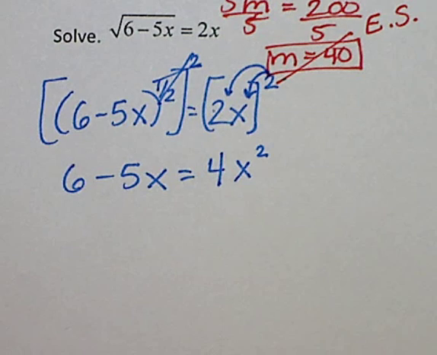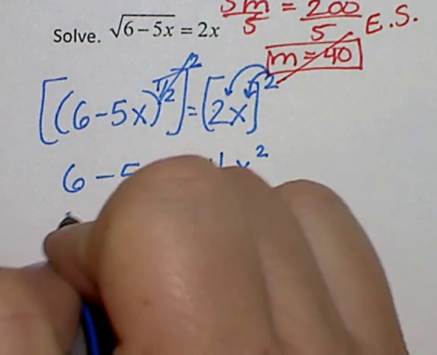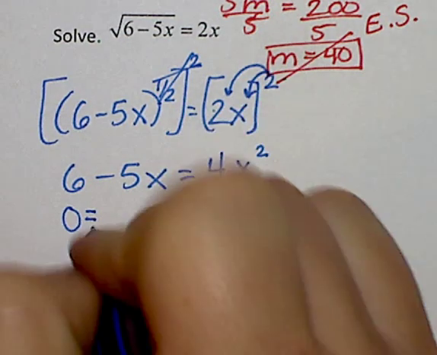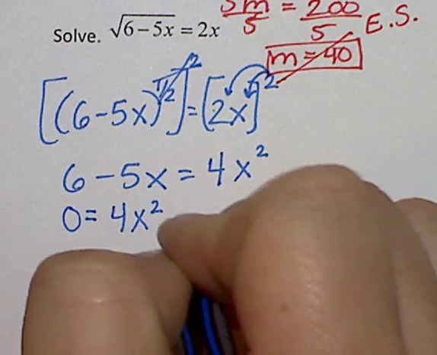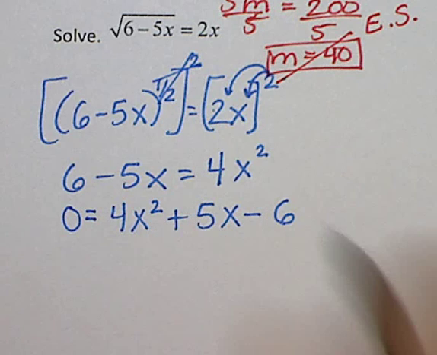I'm going to move everything on the left to the right because the right has the x squared. Remember, when you move it across the equal sign, it changes signs. So 4x squared changes signs to positive, 5x changes signs to a negative, 6. Okay, I'm going to do bottoms up.